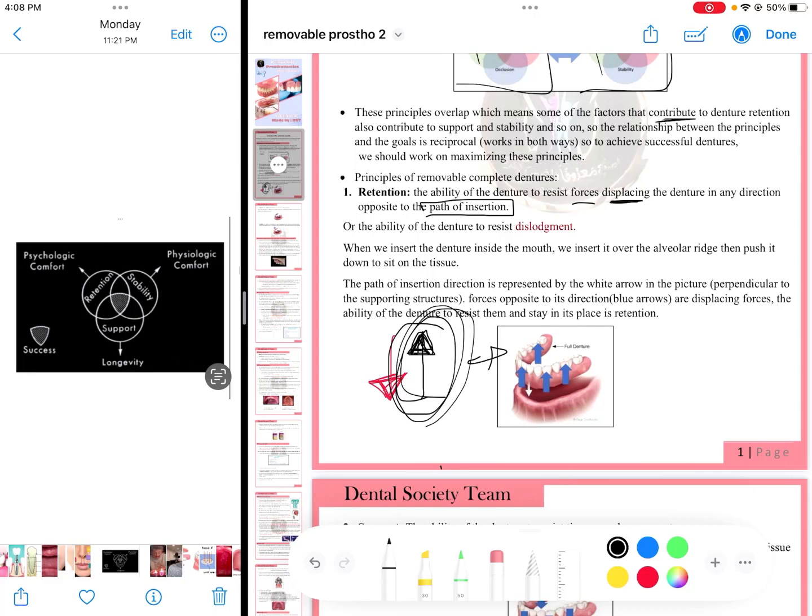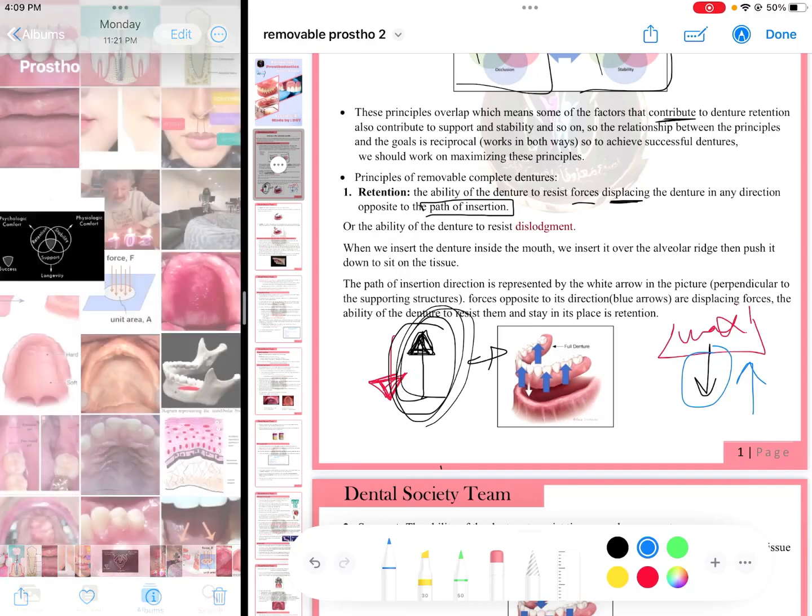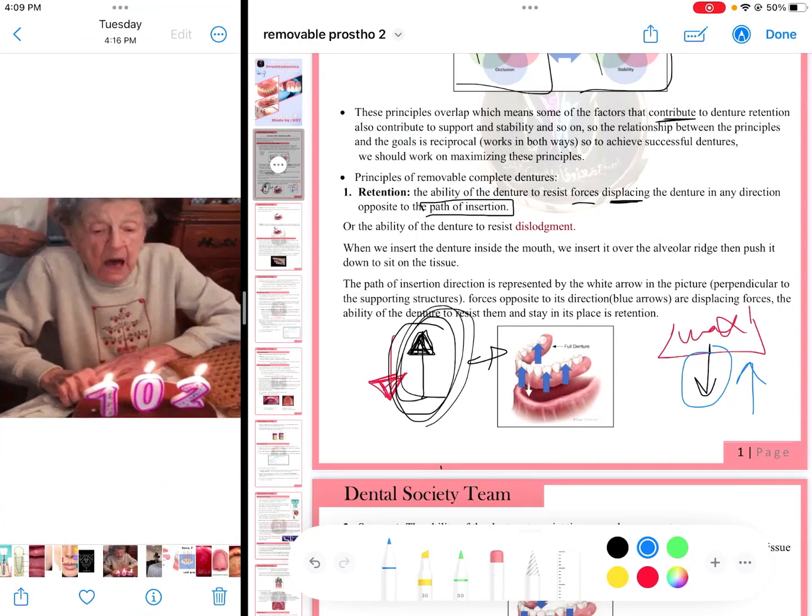This causes retention. For example, if I have the maxilla, this is the maxilla, and we have the force that will make the denture fall, that will displace it, for example gravity, right? So resisting this force, resistance, is called the retention. Okay, so in simple words, it is the denture's resistance to falling, that it resists falling, simply. Look at this picture here.